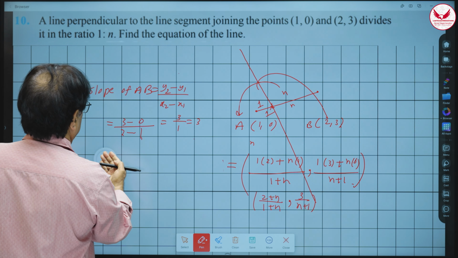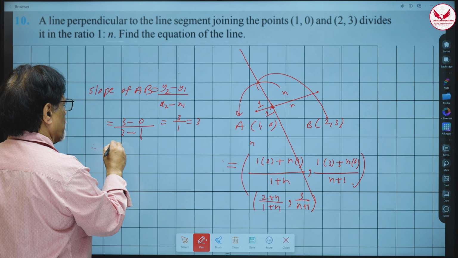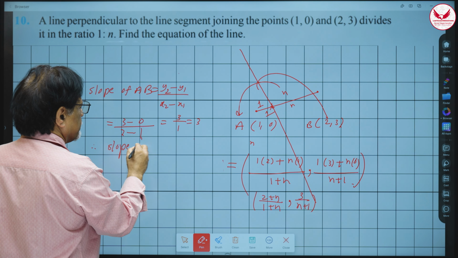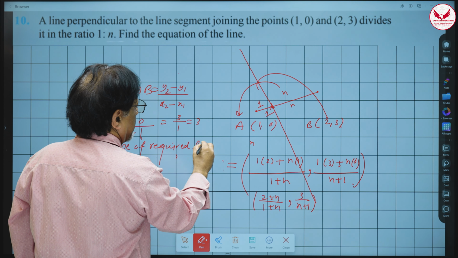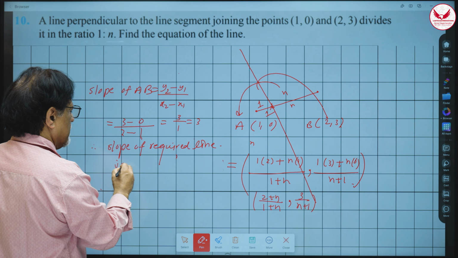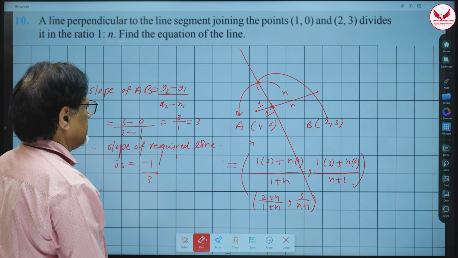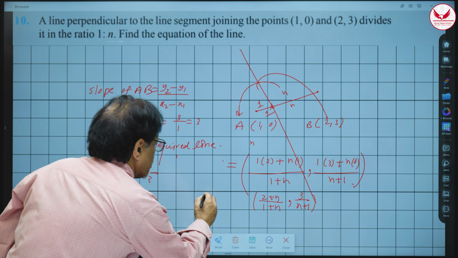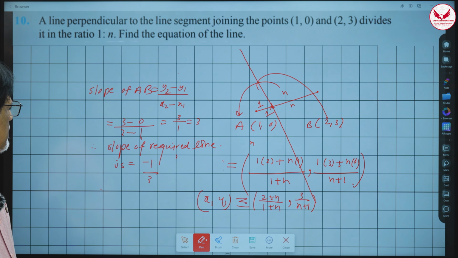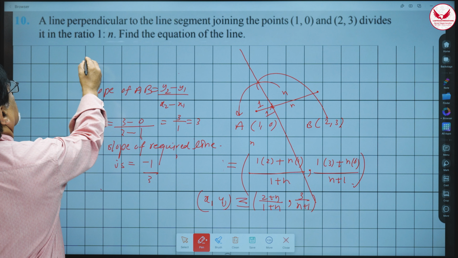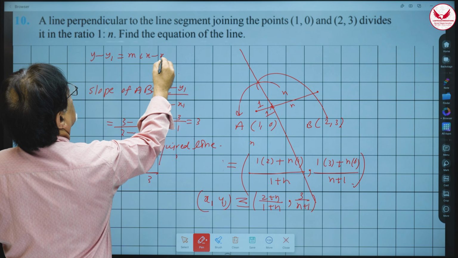But the required line is not AB, it is perpendicular to it. So therefore slope of required line is negative reciprocal of this, means what? Minus 1 upon 3. So we have got both the information. This is our x1 y1 and this is our slope. So our formula is y minus y1 is equal to m into x minus x1.